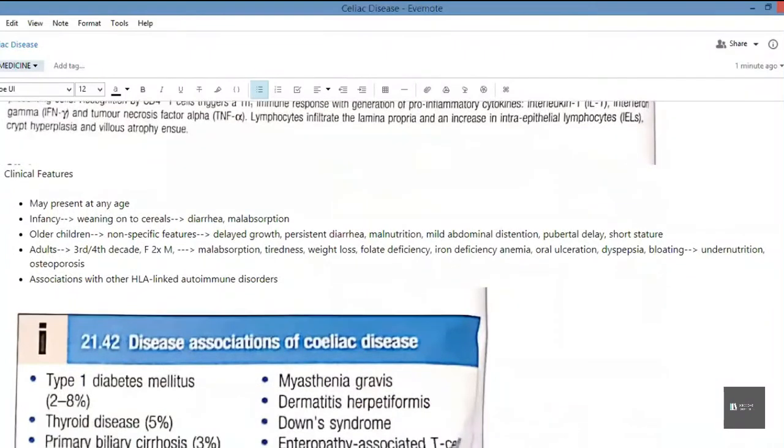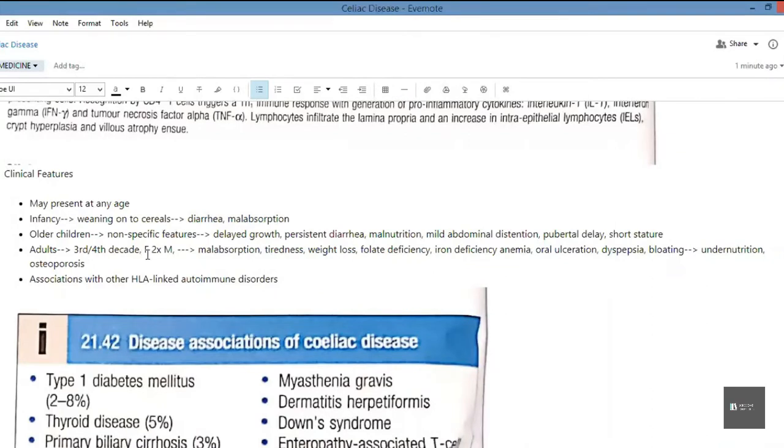The clinical features may present at any age. In infancy, it may present when the child is being weaned onto cereals, as diarrhea and malabsorption. In older children, there may be some non-specific features such as delayed growth, persistent diarrhea, malnutrition, mild abdominal distension, pubertal delay, and short stature. In adults, it may occur in the third and fourth decade.